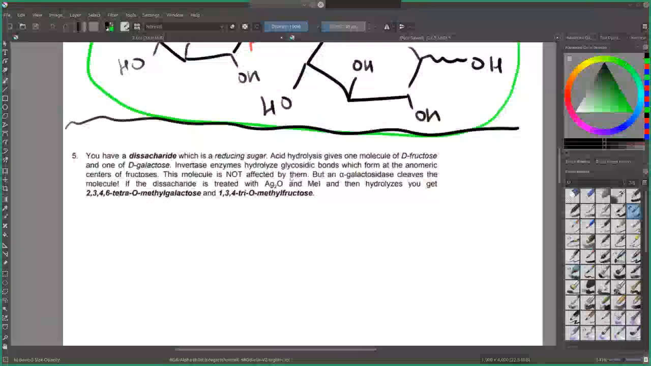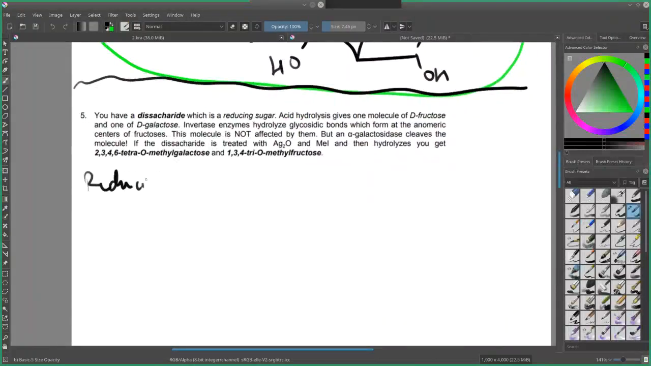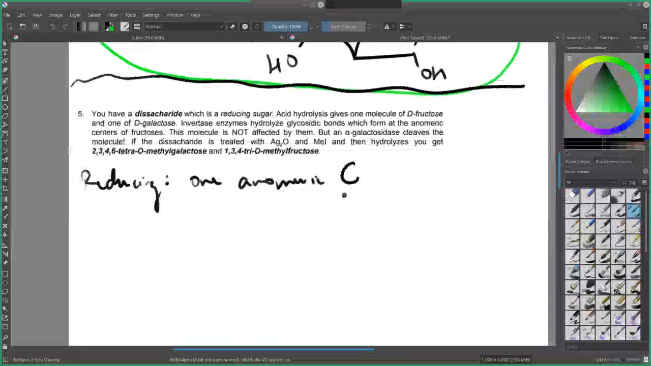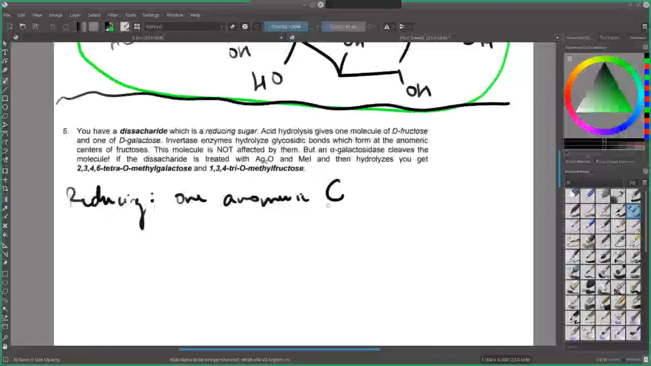Okay, so one more. Let's see. We have a disaccharide. It's a reducing sugar. And I'll spare you the question from me again. The fact that there's a reducing sugar means that there's one anomeric carbon. Really, it means there's at least one anomeric carbon, but glycosidic bonds will generally be with one of the anomeric carbons. So one of them will be tied up in that glycosidic bond. The other one will be free in this case.